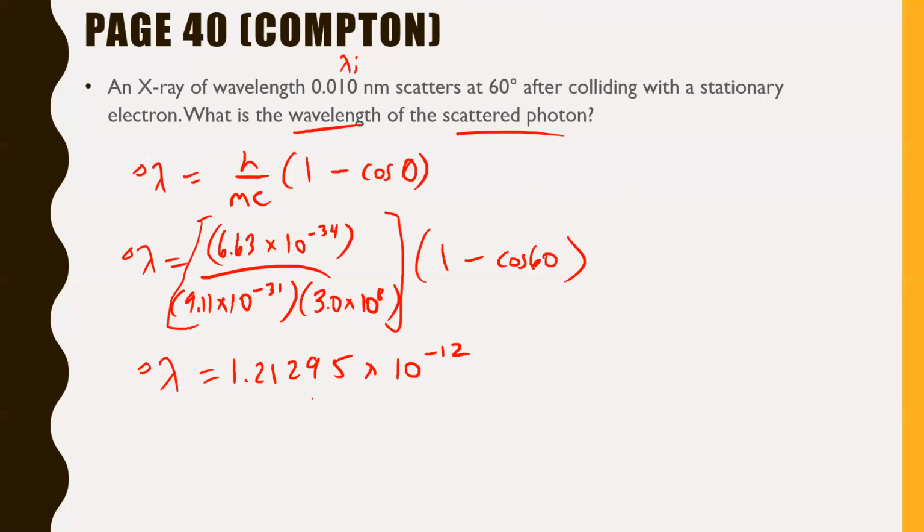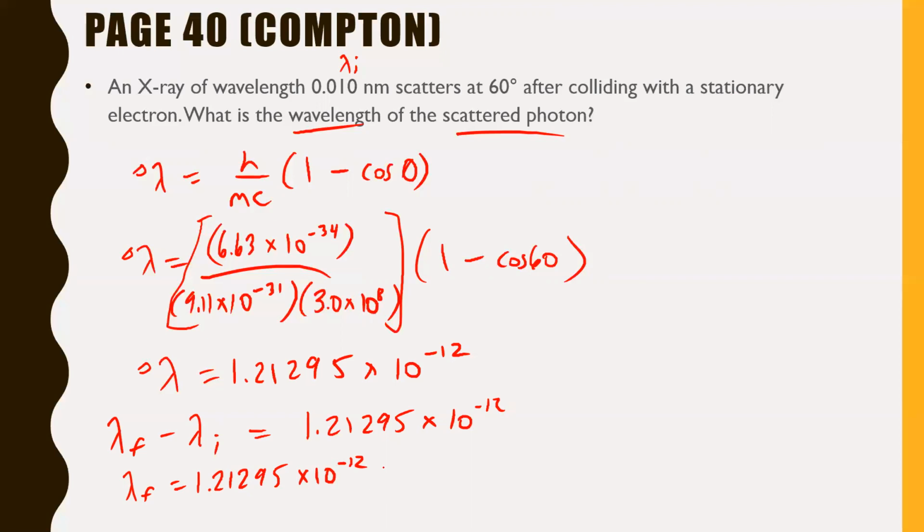Okay, so your change in wavelength is equal to this. Remember, your change in wavelength means your final minus your initial, equals that 1.21295 times 10 to the negative 12. We have our initial wavelength though, so we just need to add that over to the other side. So we know our final wavelength is going to equal 1.21295 times 10 to the negative 12, plus our initial wavelength, which was this many nanometers, so 0.010 times 10 to the negative 9.